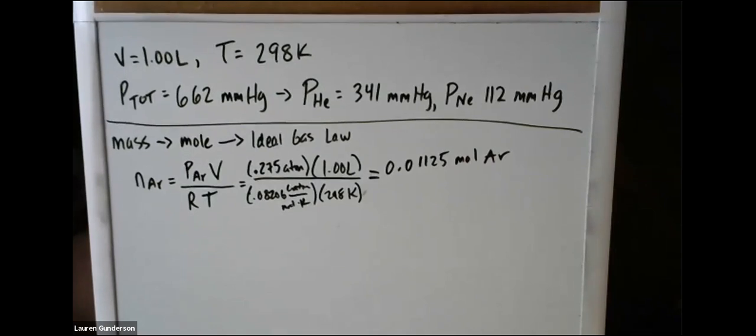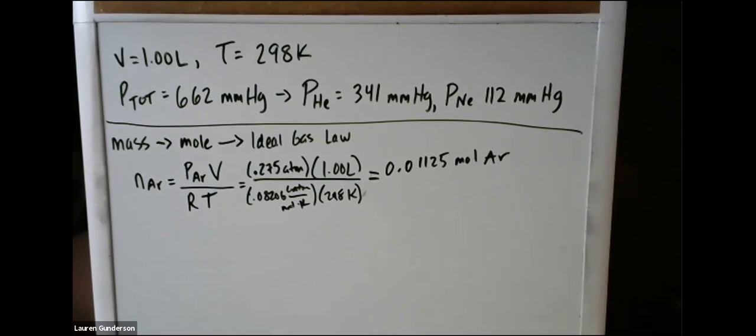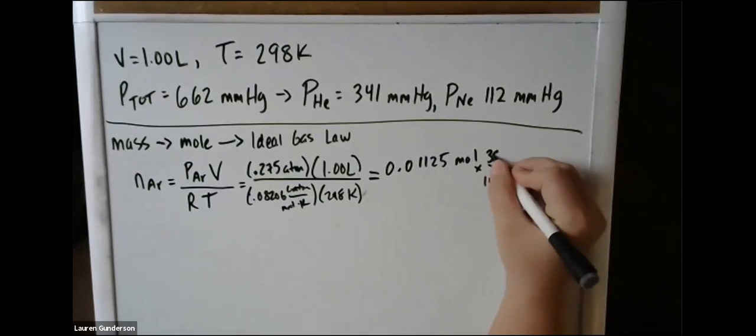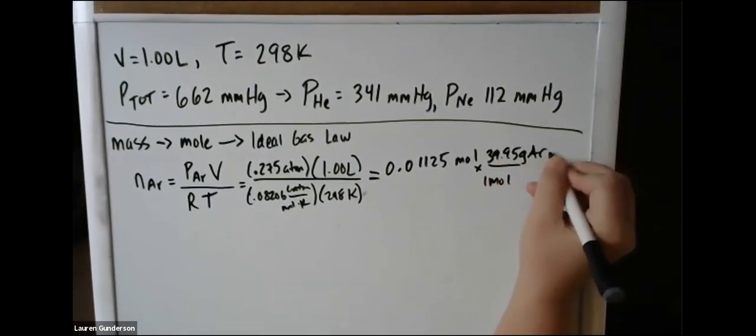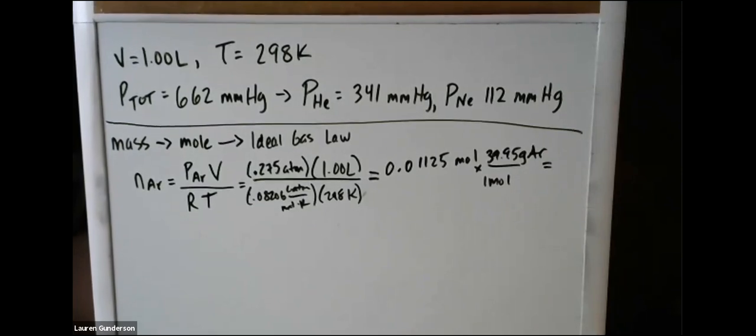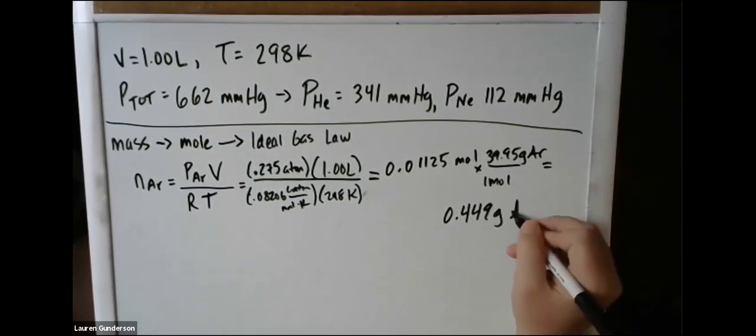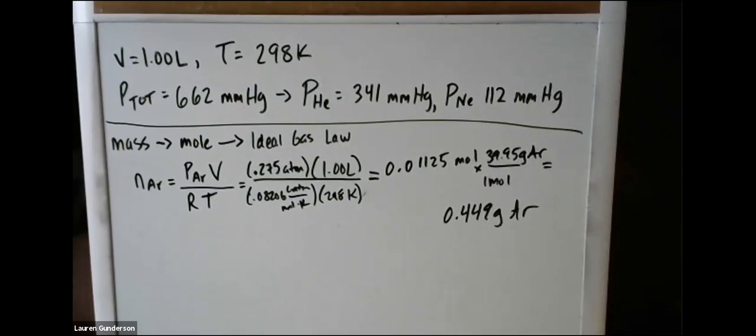Once I have a mole value for argon, now I can find a mass value for argon. Right, so I can look at my periodic table. Argon is 39.95 grams per mole. Okay, so that's 0.449 grams of argon in that sample. Okay, now that's part A.